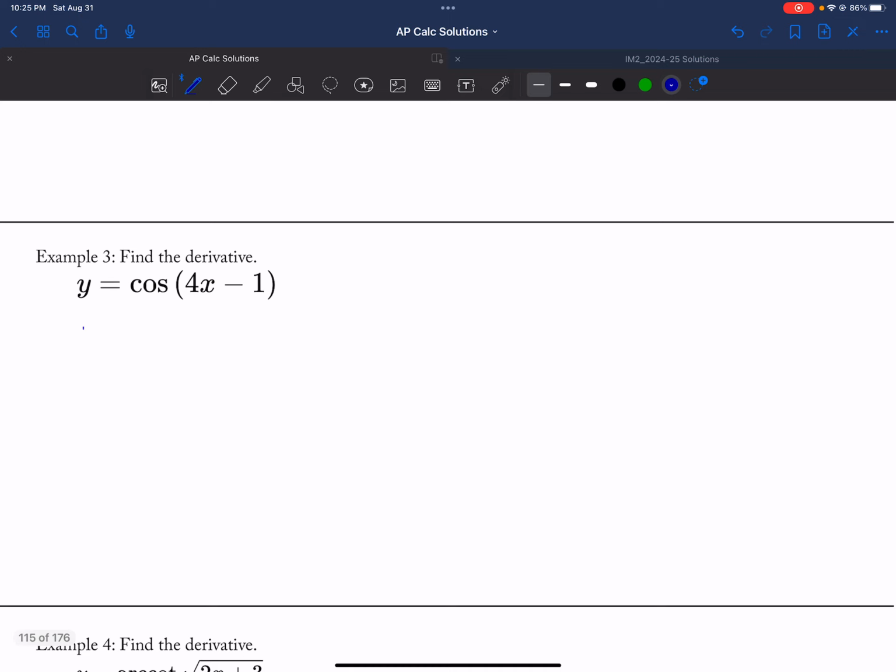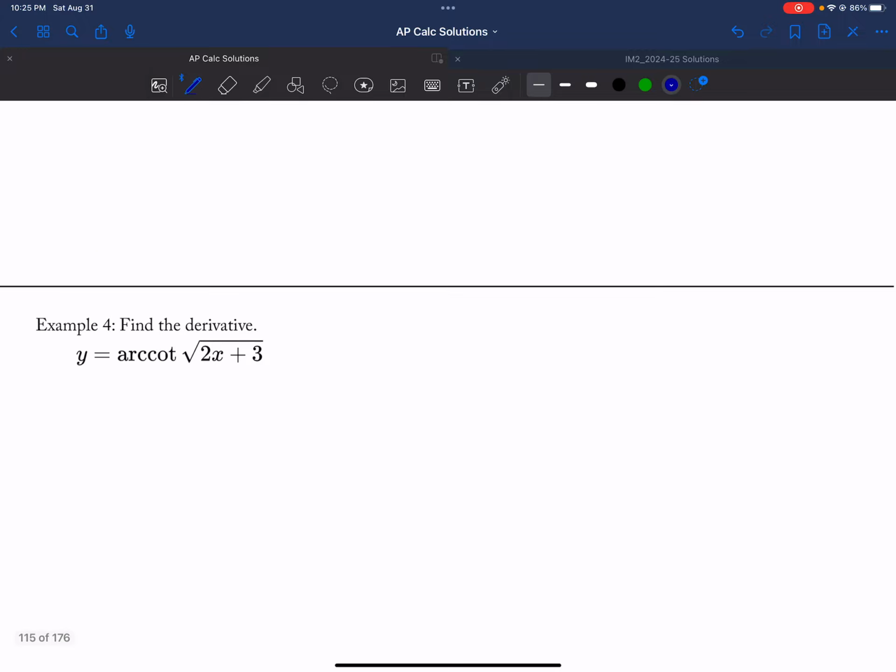All right, so now y prime: negative sine is the derivative of cosine. And then the derivative of my 4x minus 1 is just 4. So y prime is negative 4 sine of 4x minus 1.